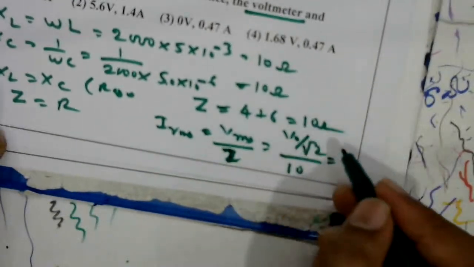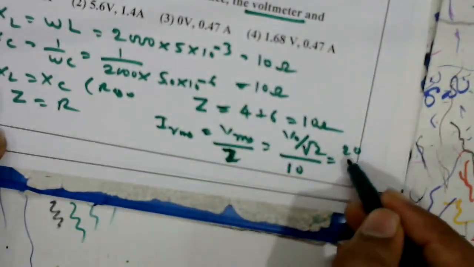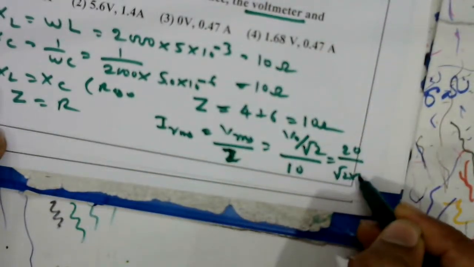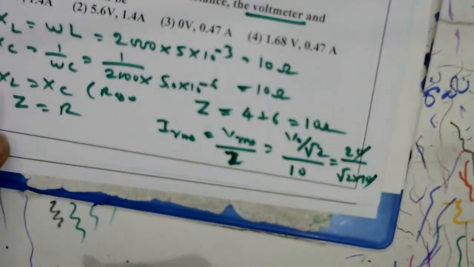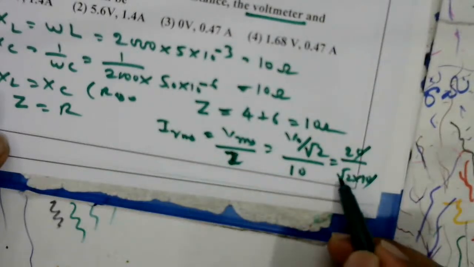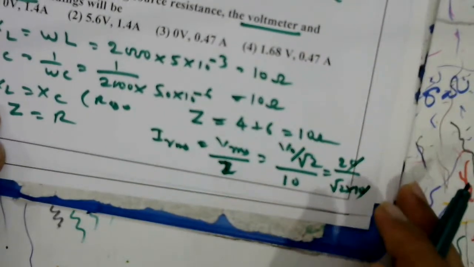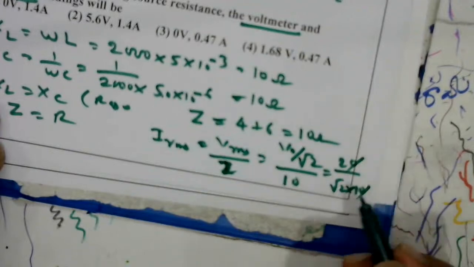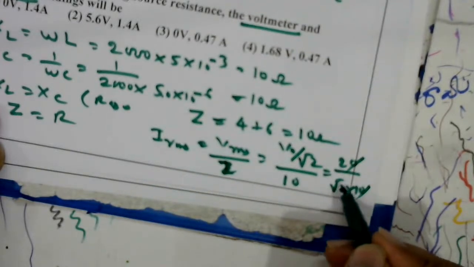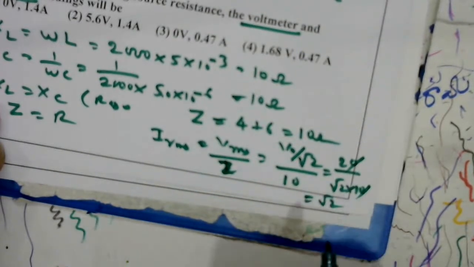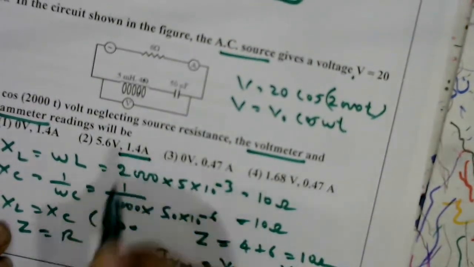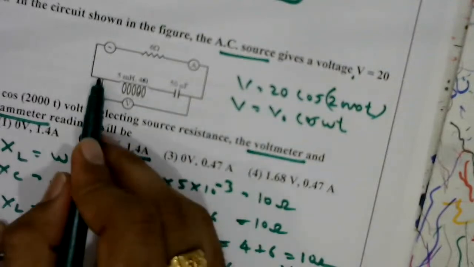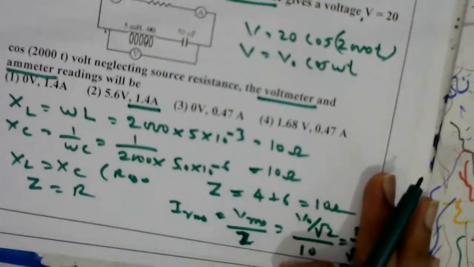V naught is how much? 20 in that equation. 20 by root 2 into 10. Okay, the zeros get cancelled. 2 by root 2, or we can simply write root 2. What is the value of root 2? 1.4. Current is 1.4 and voltmeter reading we have to calculate.